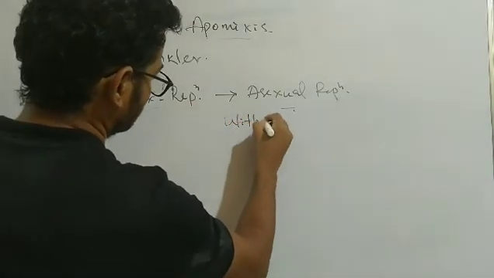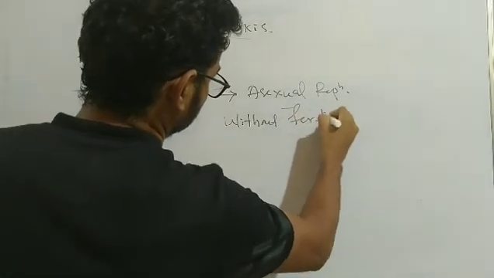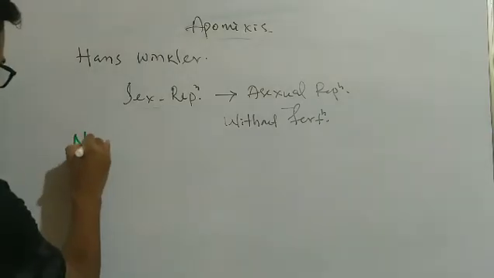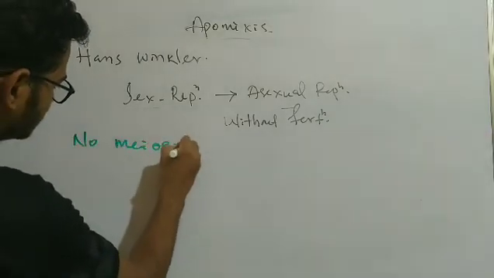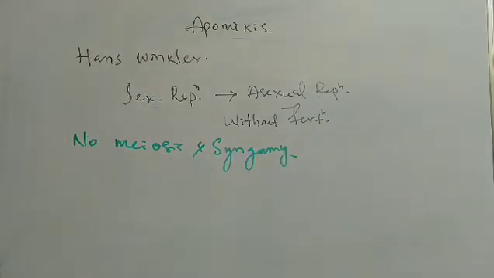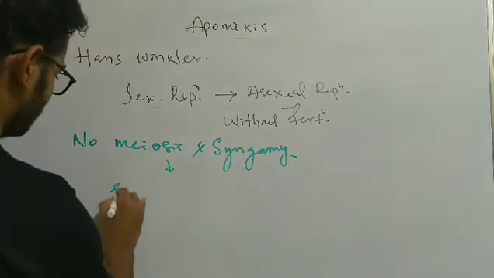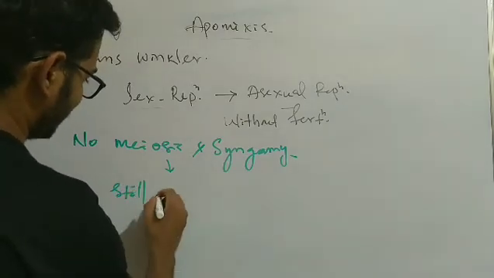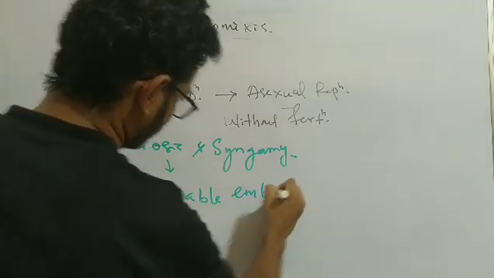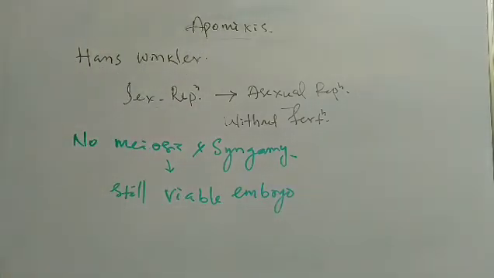So Hans Winkler defined it as the replacement of sexual reproduction with asexual reproduction, and the result will be without fertilization. In some plants, meiosis and syngamy are omitted. No meiosis and syngamy, no fertilization and no reductional division, and still a viable embryo is found.